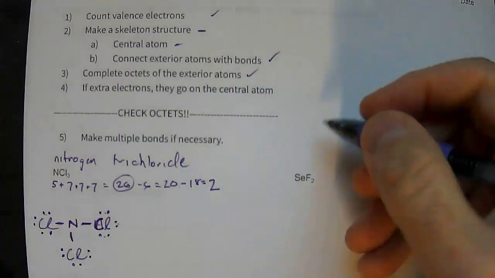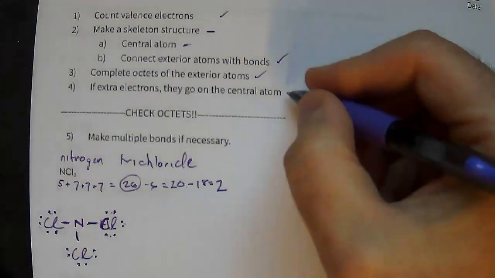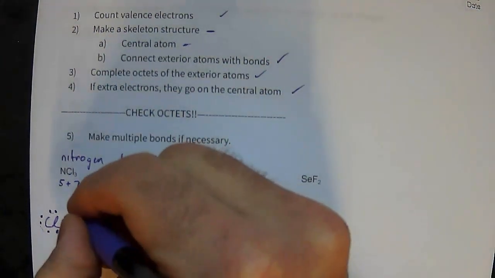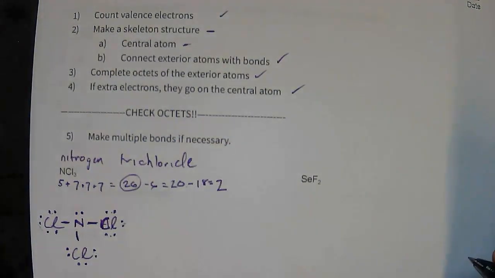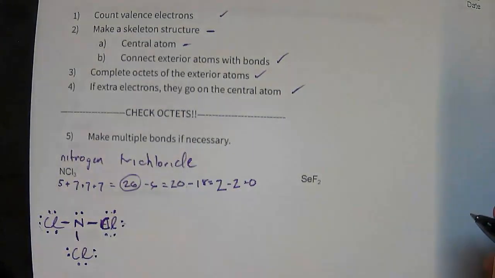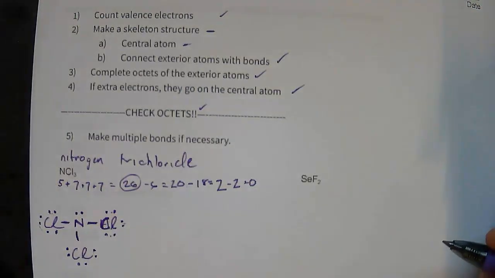And then we could do that here. And then it says if there's extra electrons, they go around the central atom. So extra electrons we're going to put right around here. That's another 2, and now we're down to 0 electrons. We've placed all our electrons. So now it says we're going to check octets. That's how we do this.